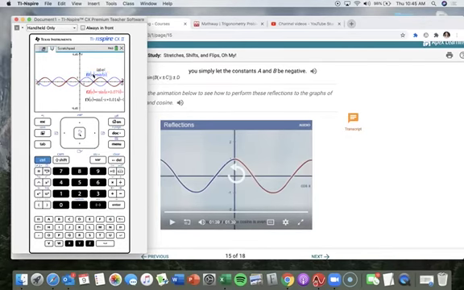All right, if I look at cosine of x in blue versus minus cosine, or negative cosine of x.